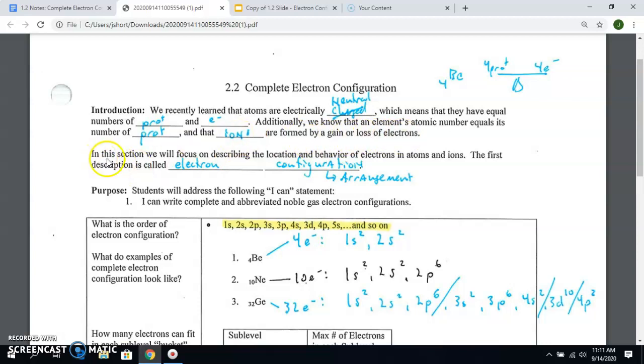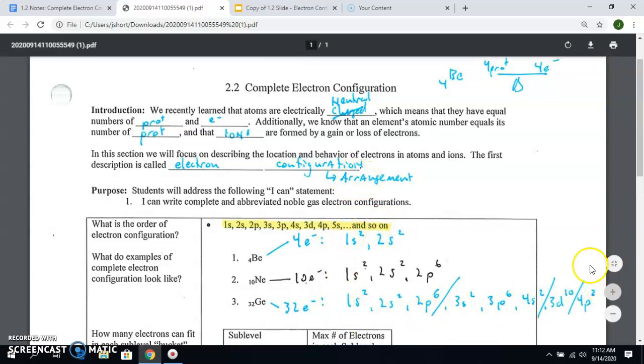Here's what's new though. In this section, we will focus on describing the location and behavior of electrons in atoms and ions. And the first level of description is called electron configuration. Now I want you to know that the word configuration just means arrangement. So the way that we're going to learn this at the beginning is by describing the arrangement of electrons inside atoms. The way that we describe the arrangement of electrons inside atoms is by using a technique that looks like this down here. So I think that you were introduced to this technique with a recent Edpuzzle.